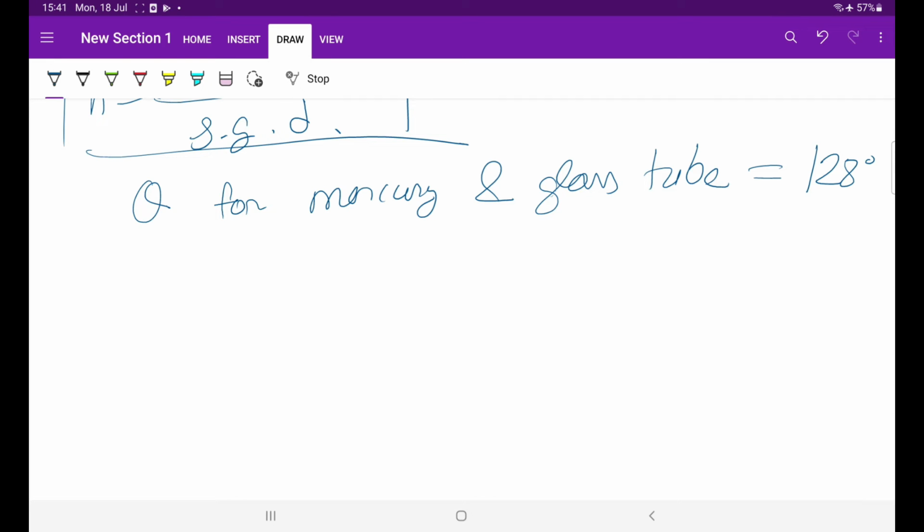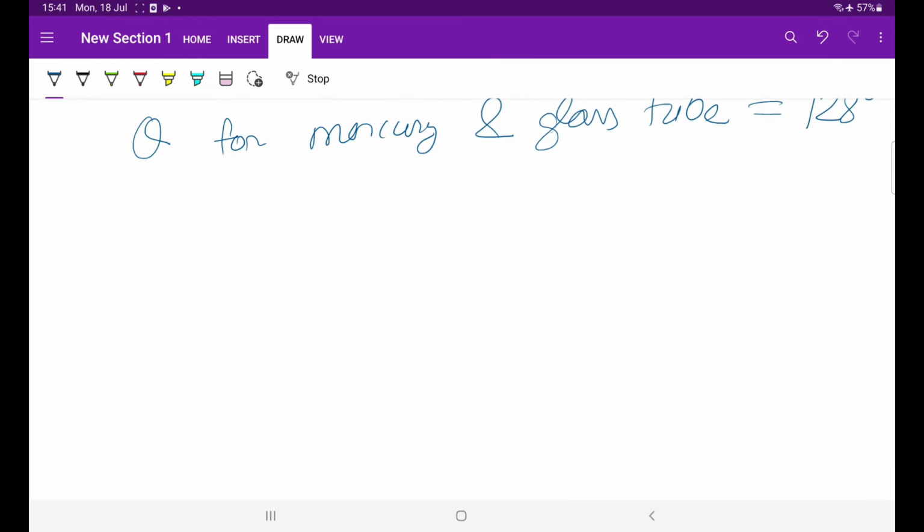So let us do precisely two numericals now, just to understand the formula better, right? There is basically one formula only: height equals 4 sigma cos theta by rho g d. For rise, theta will be 0 and cos theta will be 1. For fall, in the case of mercury, theta will be 128 degrees, otherwise as given in the question. Sigma is the surface tension, rho is the density, g is 9.81, and d is the dia of the tube.